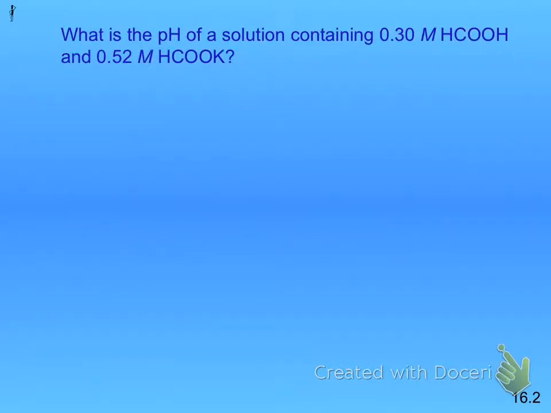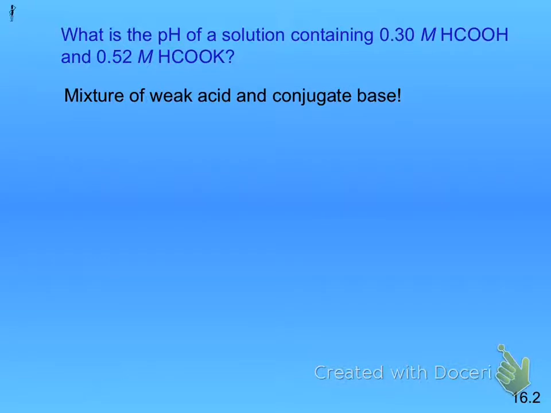Let's get into a sample problem then with buffered solutions. We're going to ask the pH of a solution containing 0.3 molar HCOOH and 0.52 molar HCOOK, so the potassium ion is our spectator ion there. So we have a mixture of a weak acid and its conjugate base. All right, let's go find those things. Here's the weak acid, here's the conjugate base. And we can cross out the potassium because it really has nothing to do with our particular reaction.